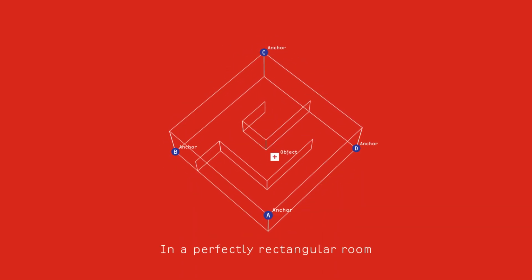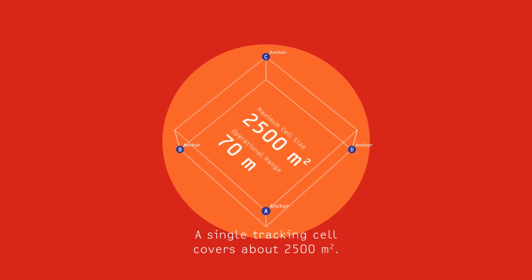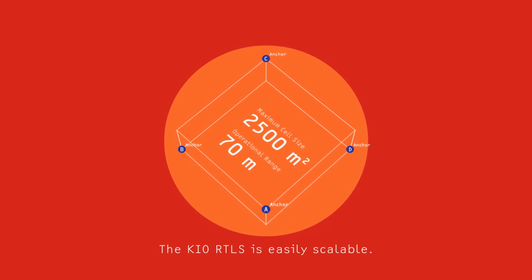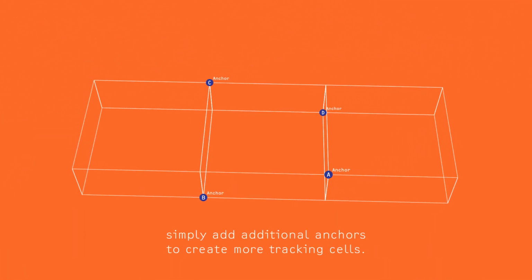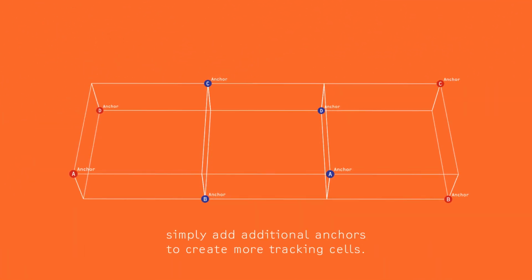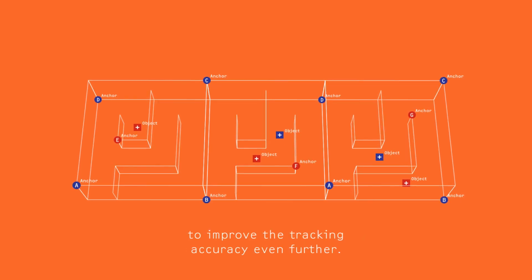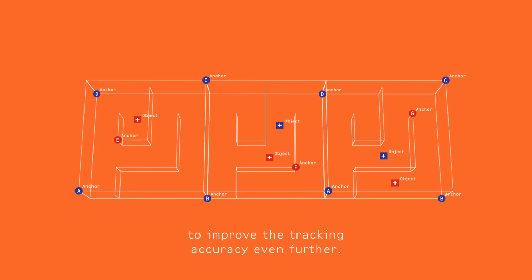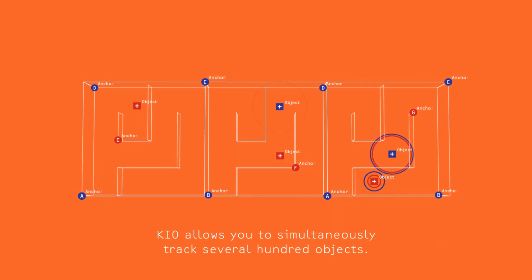In a perfectly rectangular room, a single tracking cell covers over 2,000 square meters. The KIO RTLS is easily scalable. To extend your area of positioning, simply add additional anchors to create more tracking cells. You can also add more anchors within each cell to improve the tracking accuracy even further. KIO allows you to simultaneously track several hundred objects.